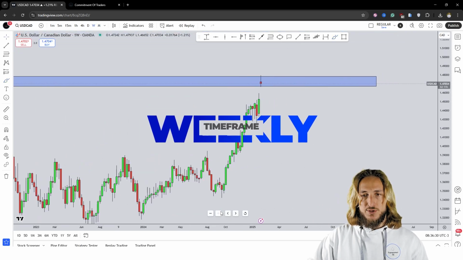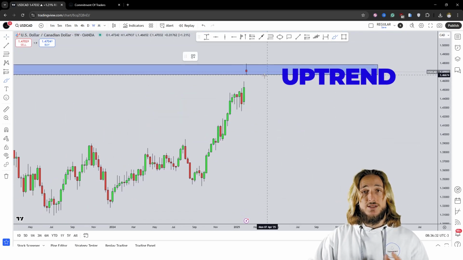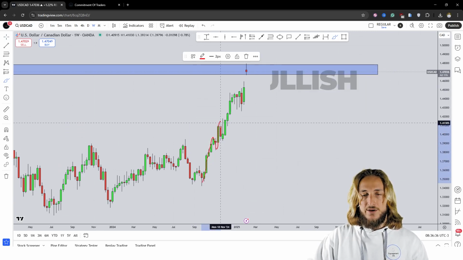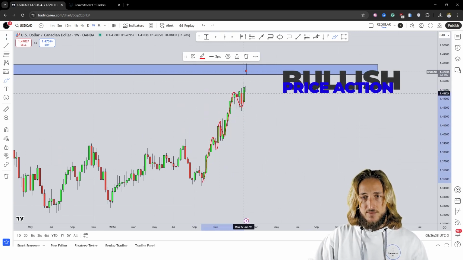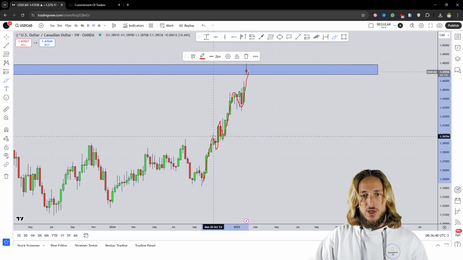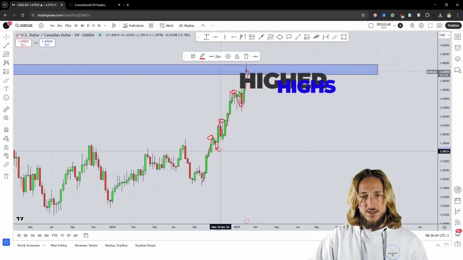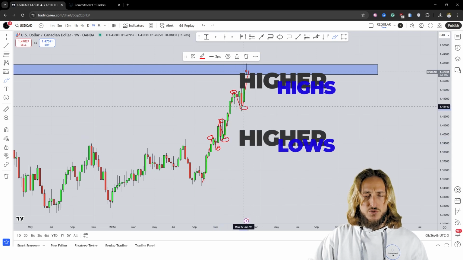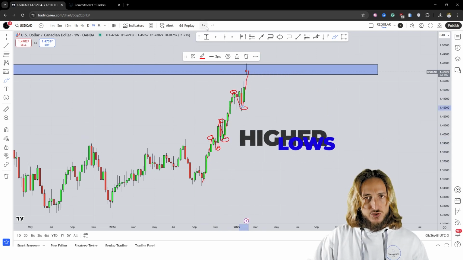Now, from a weekly perspective, we can see how the uptrend is currently intact. The market has been creating a series of higher highs and higher lows every time the market has been pushing to the upside, creating, as we just said, new weekly higher highs and new weekly higher lows, which is basically the definition of an uptrend.